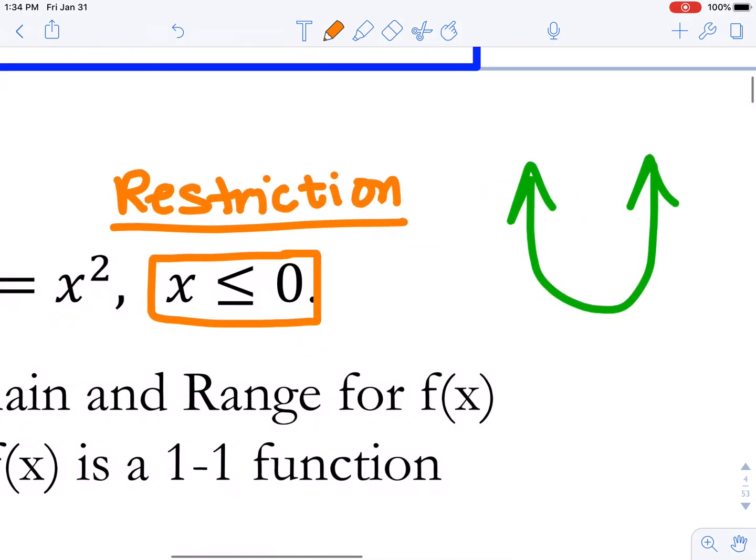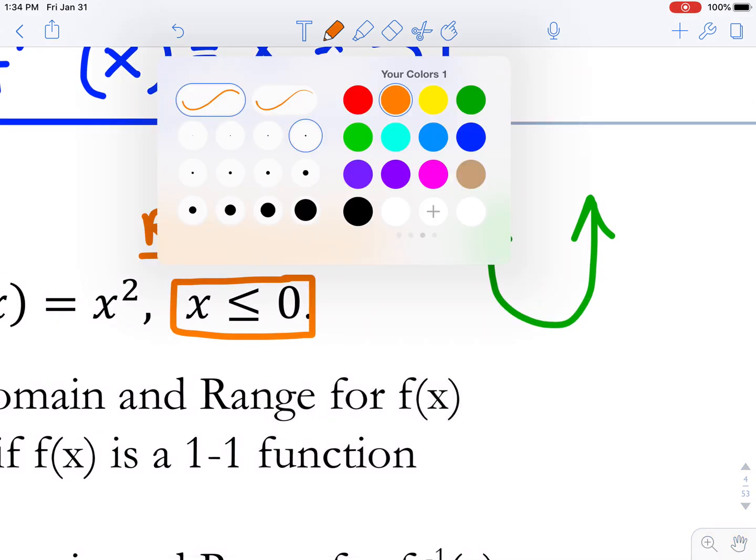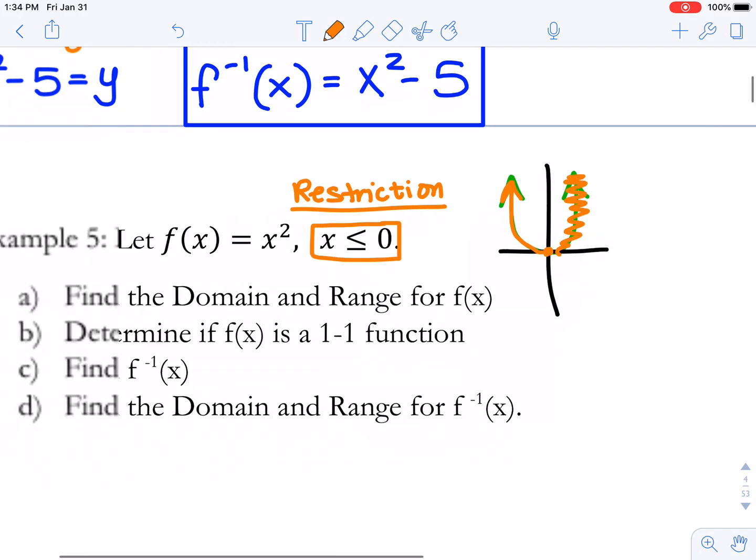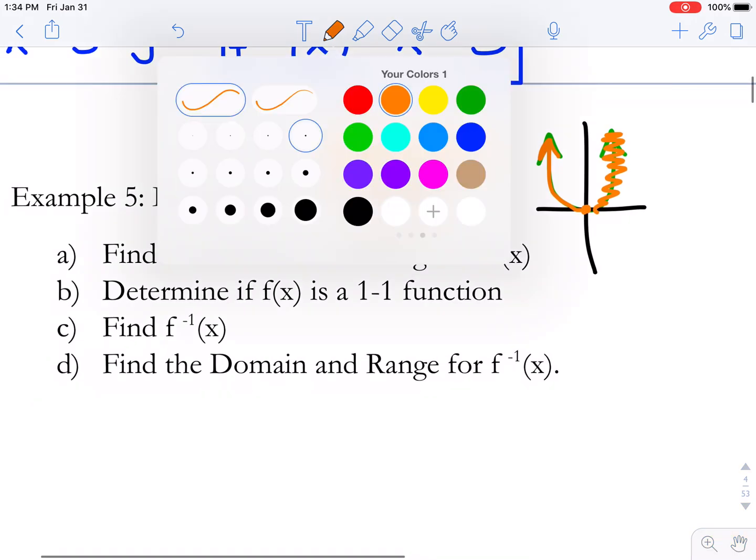So x is less than 0, if you think of that green parabola on the origin. X is less than 0 means I'm literally cutting out this half of the parabola. So I only have this half of the parabola, and now that half of the parabola is one-to-one, and therefore I can take the inverse.